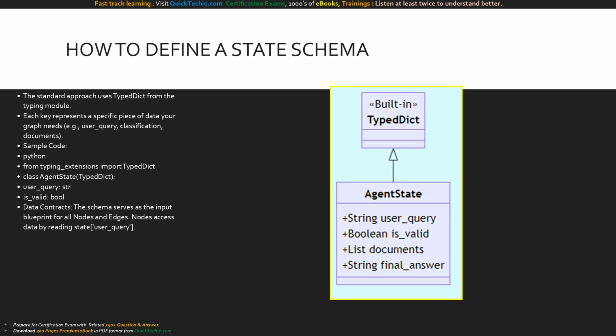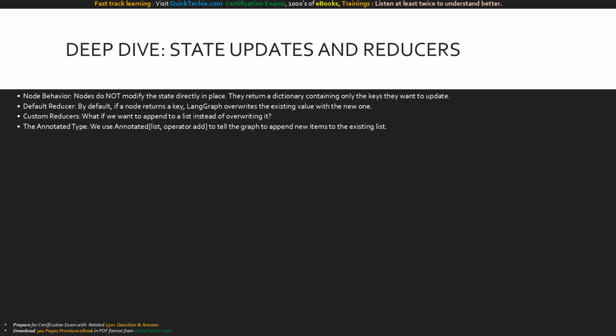Here we see a class diagram representing our state schema. AgentState inherits from Python's built-in TypedDict. Inside, we define our specific properties: user query, isValid, documents, and final answer. Every node in our graph will receive an object matching this exact structure, ensuring a consistent data shape throughout the execution lifecycle. Now for a deep dive into a crucial mechanic, reducers.